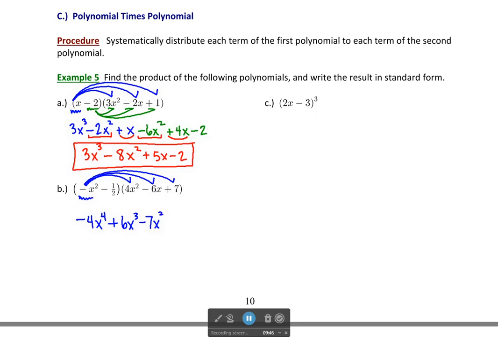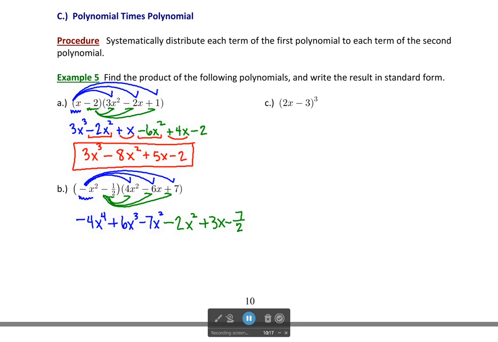Then, once we finish distributing the first term, we're going to proceed to the second term of our binomial and distribute that to each term in our trinomial. We have negative 1/2 times 4x squared. Negative 1/2 times 4 gives me negative 2x squared. Then we have negative 1/2 times negative 6x. That's going to give us plus 3x. And negative 1/2 times 7 gives us negative 7/2.